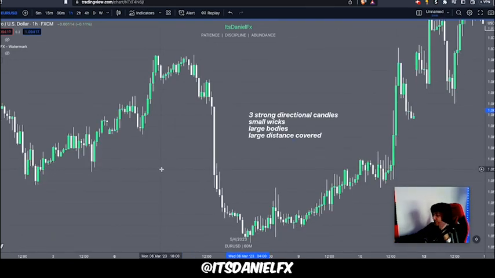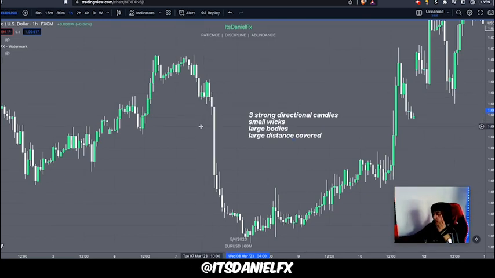So these right here are the characteristics of a large impulsive movement. Typically speaking, in order for a move to be classed as an impulsive movement, I would say that you need three strong directional candles. So three or more candles of the same color in the same direction without a retracement candle. Right here you can see we've got 1, 2, 3. This makes it an impulsive movement.